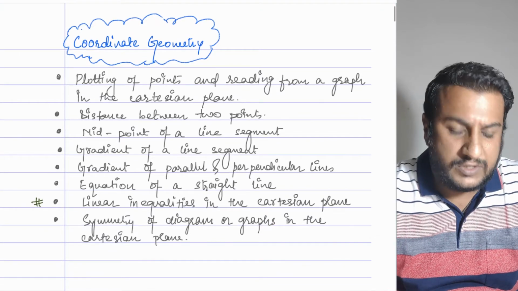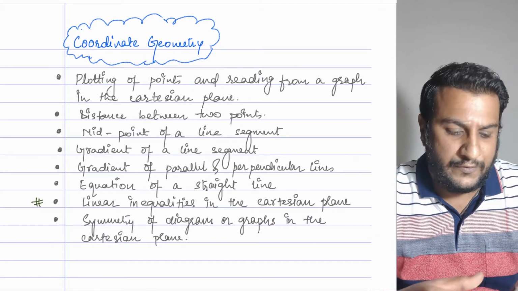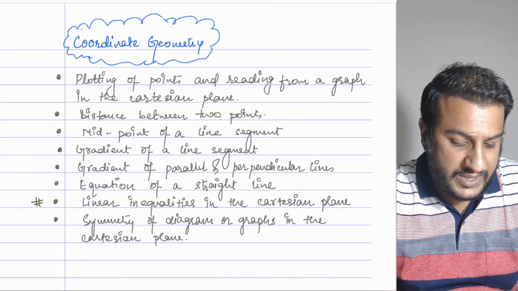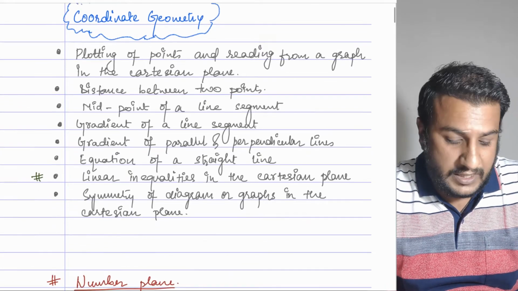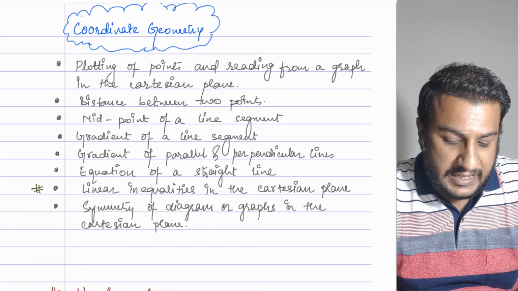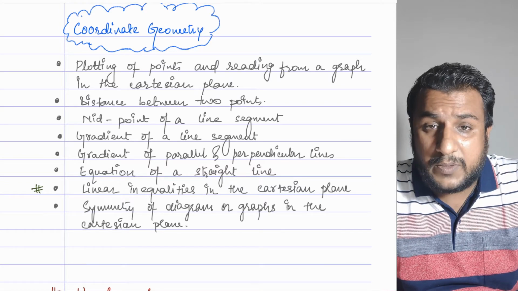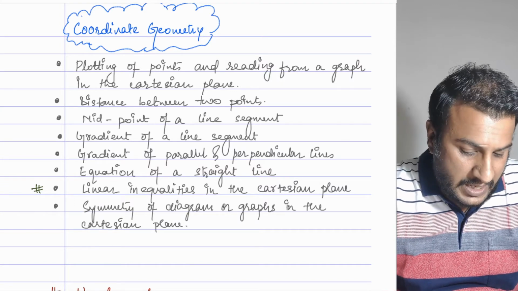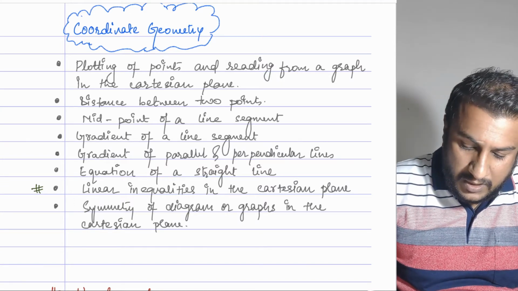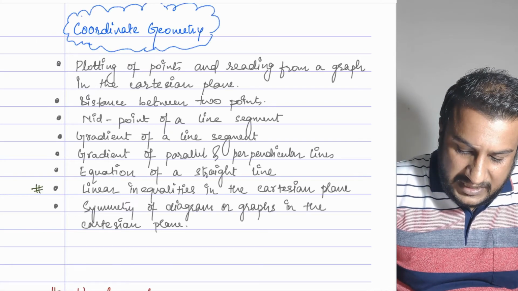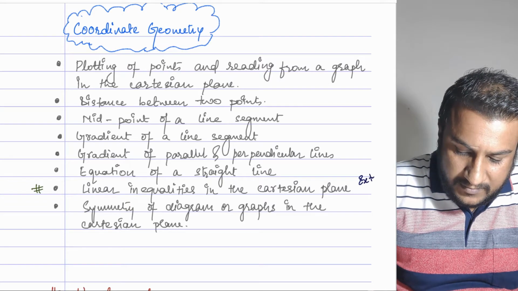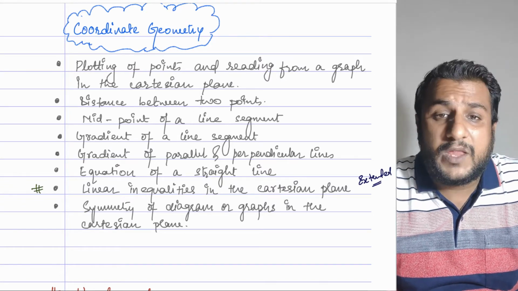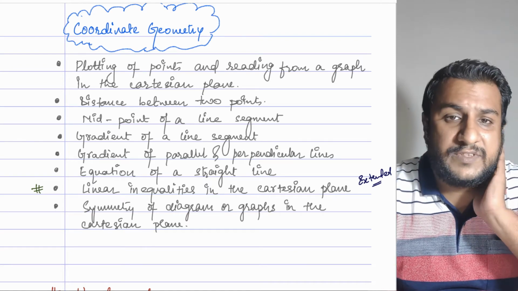In this topic we'll focus on certain points: plotting the points and reading from the graph in the Cartesian plane. This is one objective. Second is distance between two points. Third is midpoint of a line segment. Then gradient of a line segment, gradient of parallel and perpendicular lines, equation of a straight line, which would be part of our second video, and linear inequalities. It's not for the core curriculum, it's for the extended curriculum. And then symmetry of the graphs, basically the equation of line of symmetry.